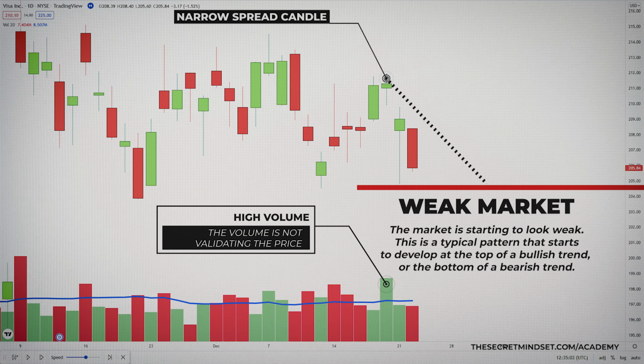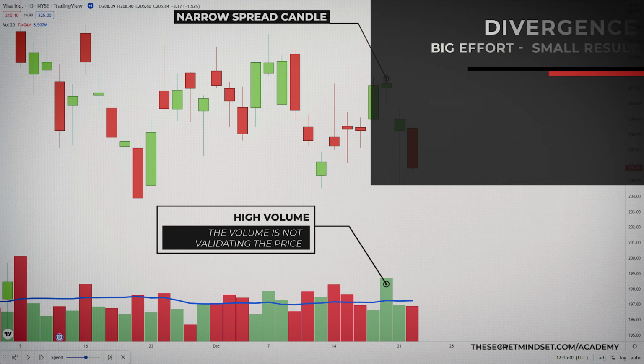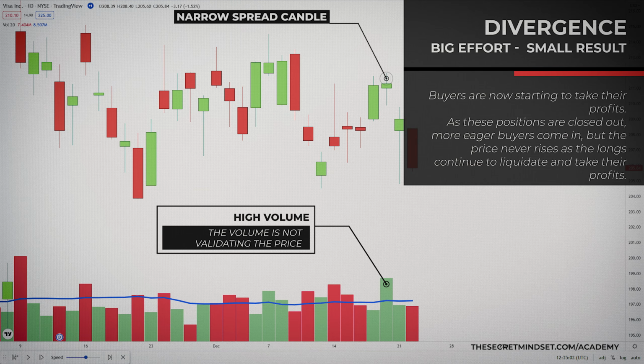There is only one conclusion we can draw. The market is starting to look weak, and this is a typical pattern that starts to develop at the top of a bullish trend or the bottom of a bearish trend. For example, in an established bullish trend, the market opens, starts to rise a little, and the buyers are now starting to take their profits. As these positions are closed out, more eager buyers come in, but the price never rises, as the longs continue to liquidate and take their profits, and the cycle repeats throughout the session.